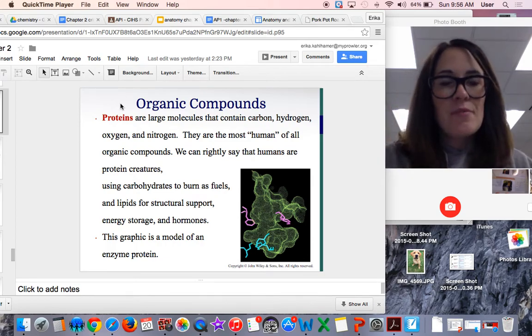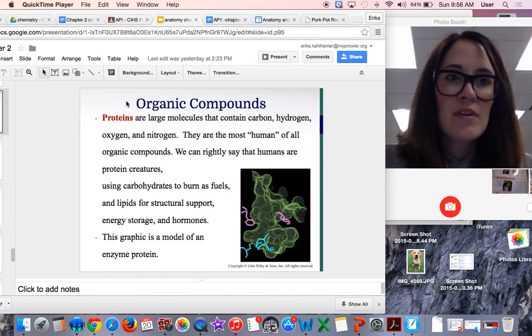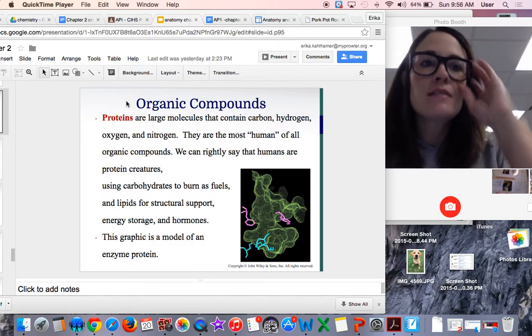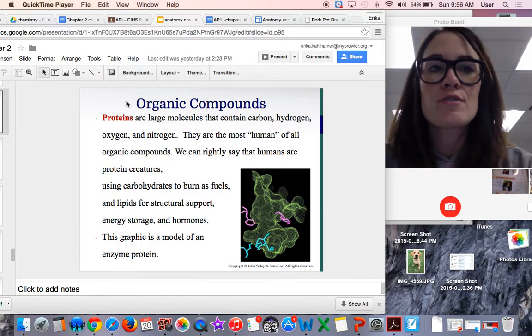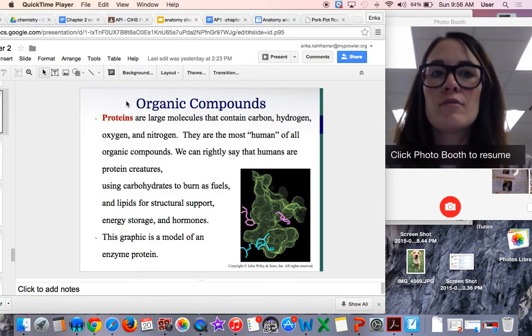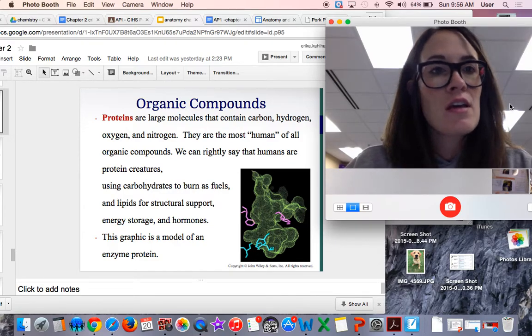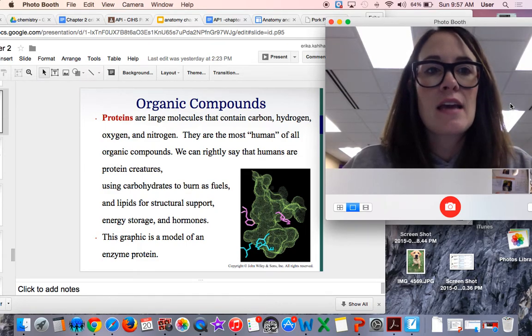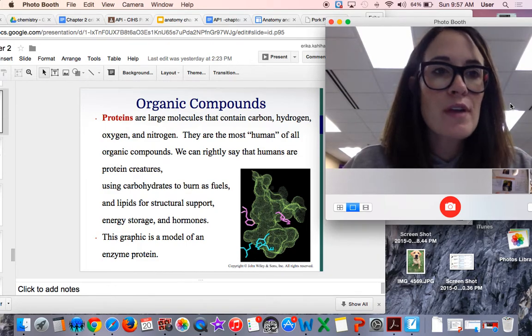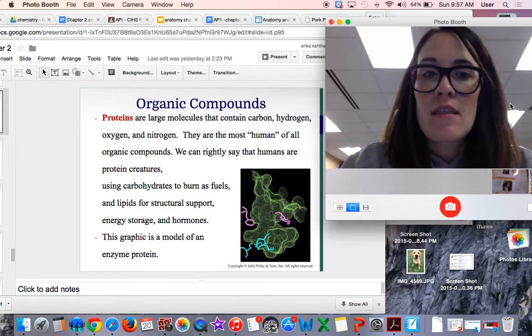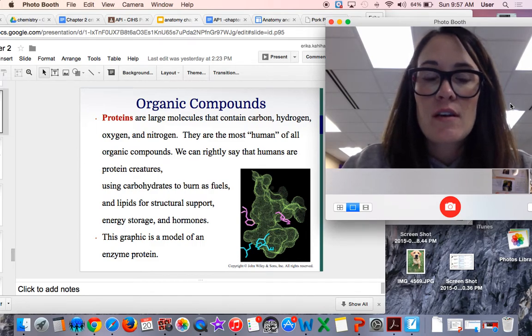All right, so this is chapter 2, part 4. We're continuing on with the different types of important macromolecules or organic compounds. Proteins, a very diverse group of macromolecules. They also contain carbon, the carbon backbone, hydrogen, oxygen, but a different element they contain is nitrogen. So look for nitrogen in the structural formulas for proteins. They are the most human of all the other organic compounds.